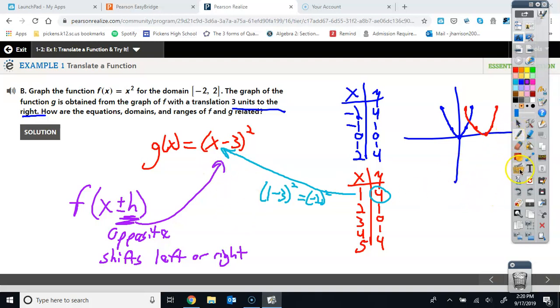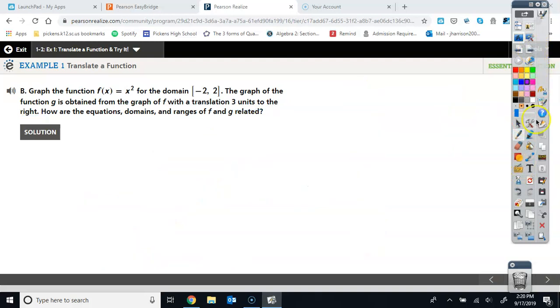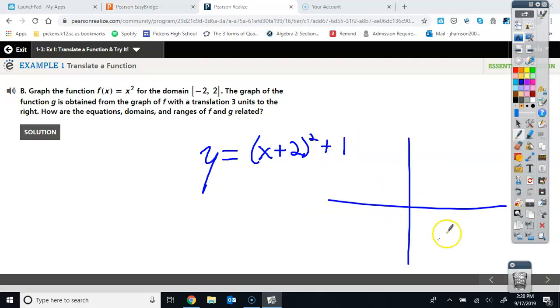Yes, you can have some graphs that do both. You can have some graphs that move left and right and move up and down. For instance, you might see something that looks like this: (x + 2)² + 1. That would mean it would take that U-shaped parabola and move it to the left 2, because you're going opposite, and then up 1.